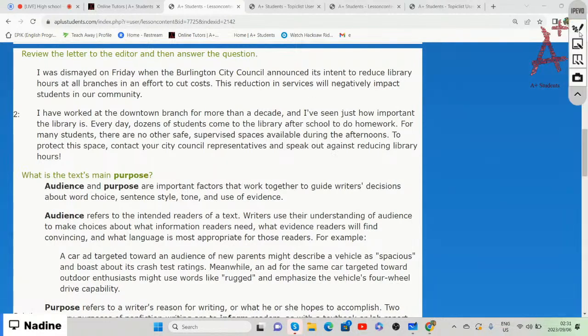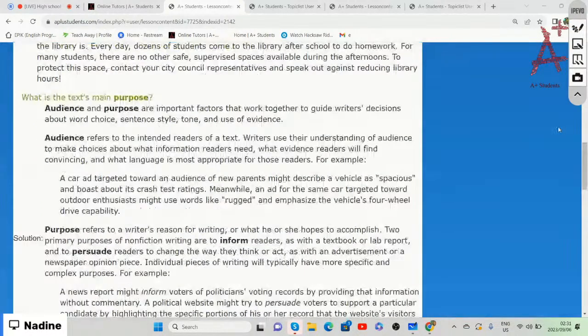So this all comes back to audience and purpose, right? Who are the intended people? Who are the intended readers? In this case, they are saying that in order to protect the space, we need to contact the city council, that means that the audience is parents, right? Parents who have kids who are making use of the library, who have access to the library. And they are saying, make contact with the city council so that they do not reduce the library hours.